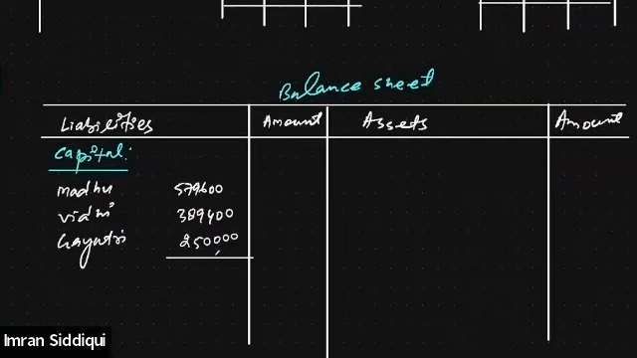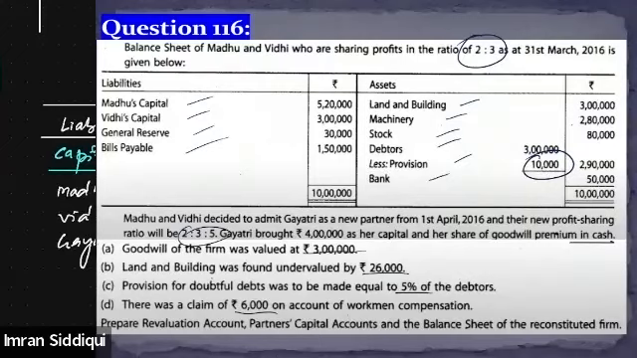5,79,600 plus 3,89,400 plus 2,50,000. You will get 12,19,000. All right, so this is the capital balance. Now we will have to look at the balance sheet. On the liability side, we already wrote the capital balances of the partners.